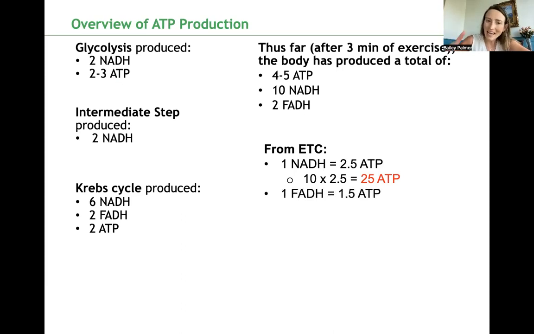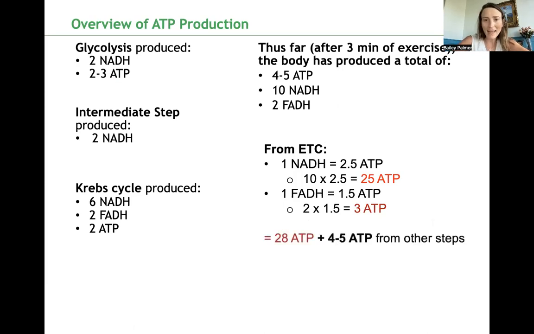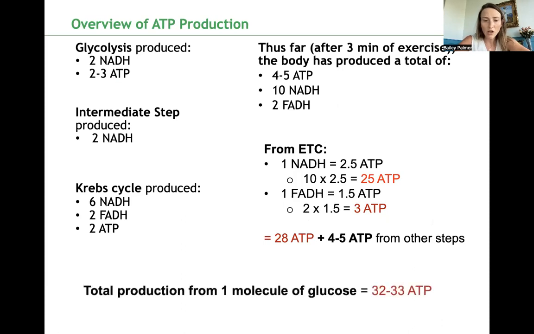1 FADH is technically worth 2 ATP, but again, it costs energy to shuttle these hydrogens across the membrane. And so we lose half an ATP there. We only had 2 of those, giving us 3 ATP. So we have 28 ATP just from the NADH and the FADH alone, plus the 4 to 5 ATP from all these other steps that we just talked about. So that is a net production of 32 to 33 ATP.